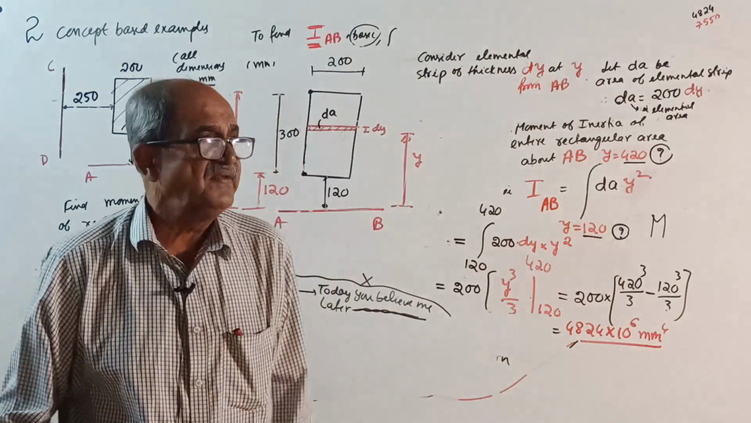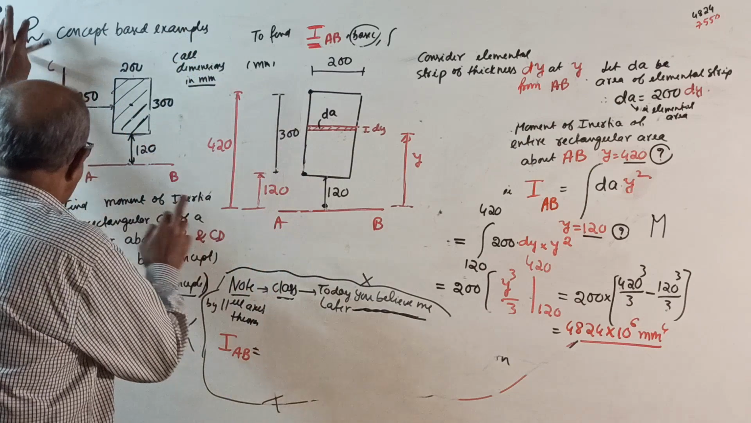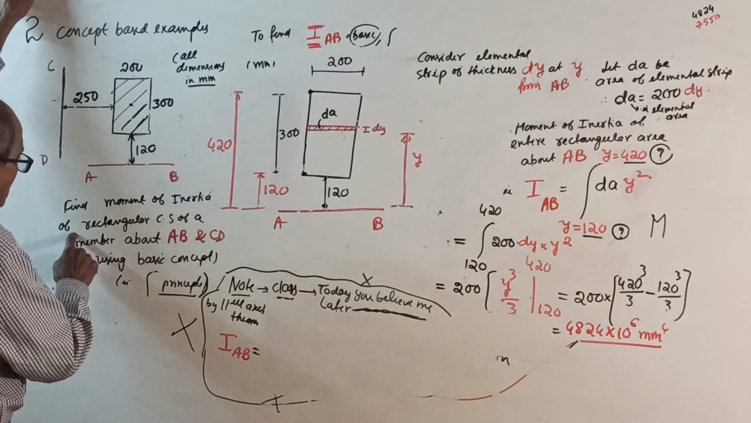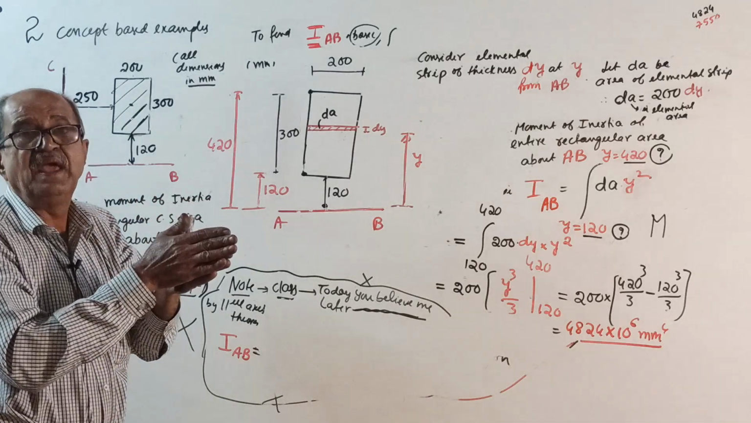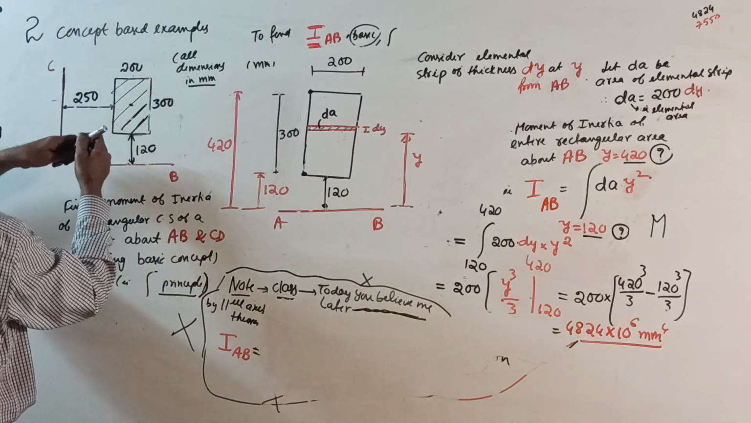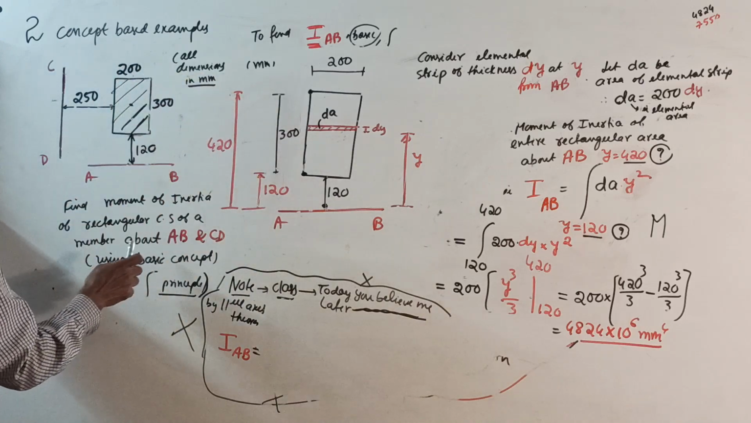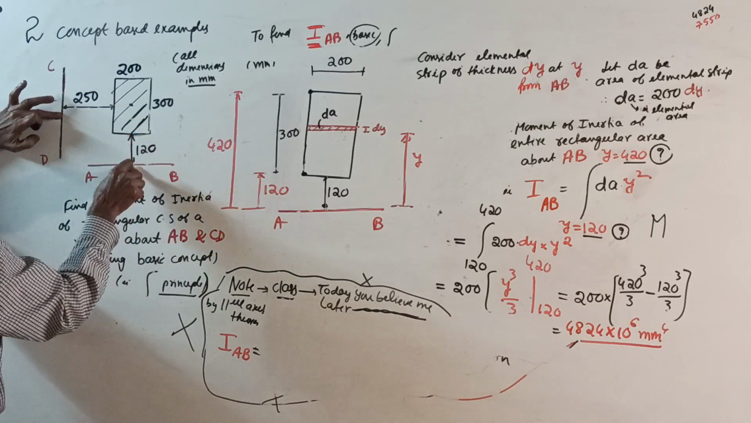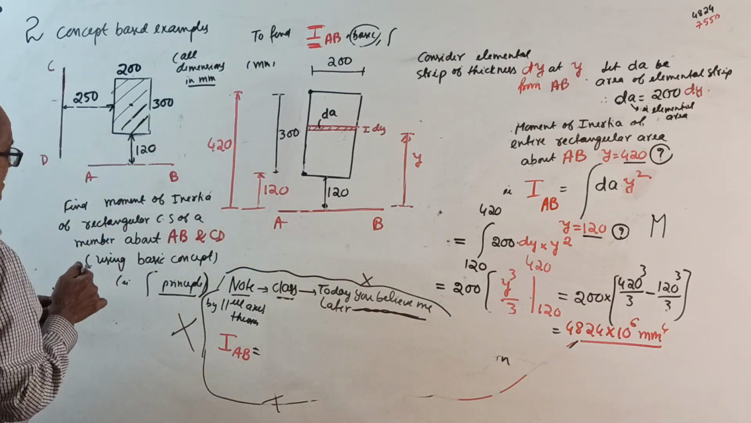Now, before I conclude the class, two concept-based examples. See, find moment of inertia, this is required for everybody. Find moment of inertia of a rectangular cross-section of a member. Means instead of lamina or area, I am taking a cross-section. See, 200 by 300. About AB and CD. They are given. See, AB is at 120, CD is at 250 from here, given in the question.